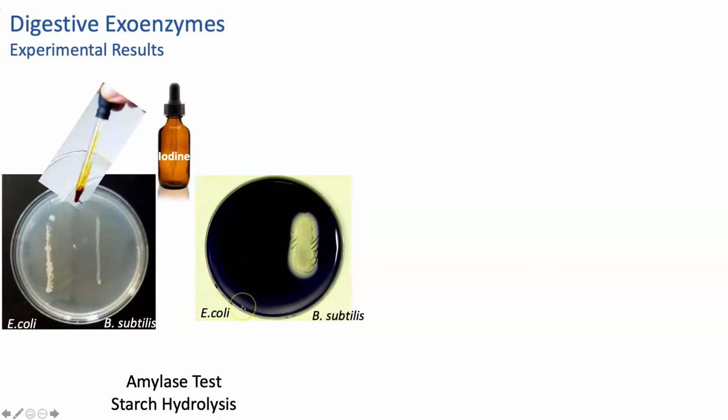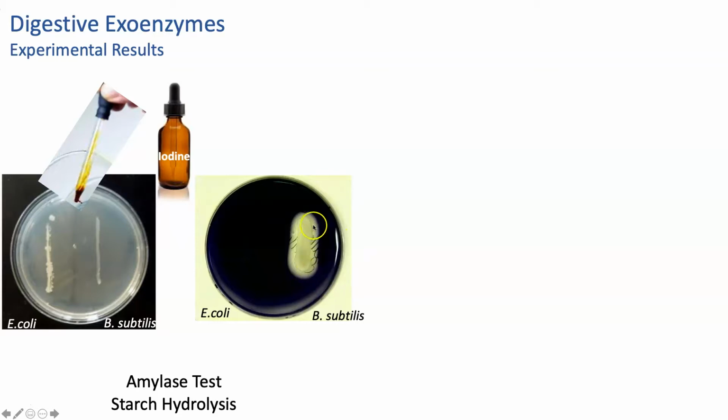coli because it's flooded with the iodine. Therefore, it tells me that there was starch surrounding the E. coli because E. coli does not produce the enzyme amylase. But when you look at the Bacillus subtilis, you see that there is a sort of halo that surrounds the bacterial colony, surrounding the Bacillus subtilis.